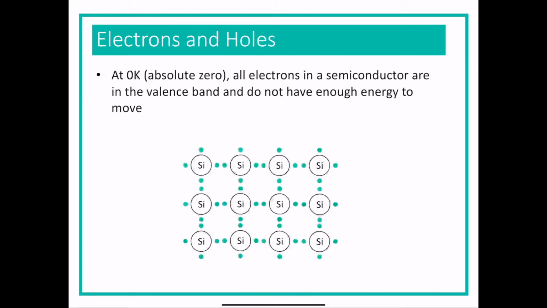So at 0K, which is the coldest you can get, all the electrons are in the valence band, which is shown in this structure, and they don't have energy to move. They're all just sitting there. There are 8 electrons around each silicon atom, and they don't do anything until the temperature starts to go up. And as the temperature goes up, electrons get energy.